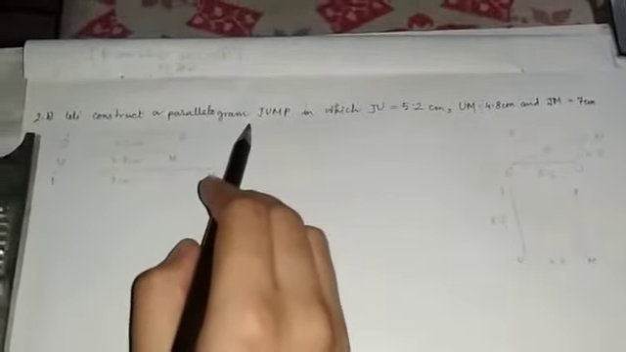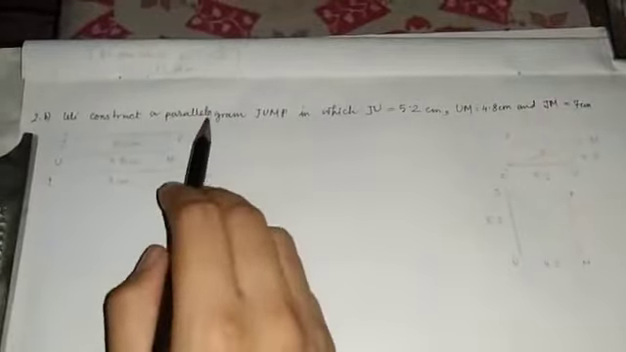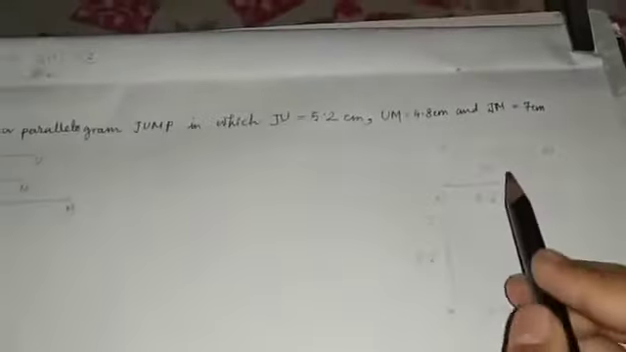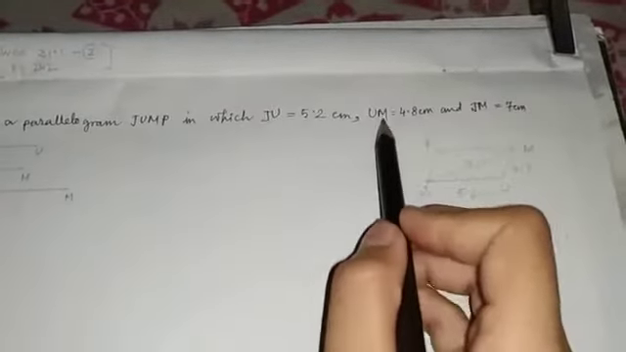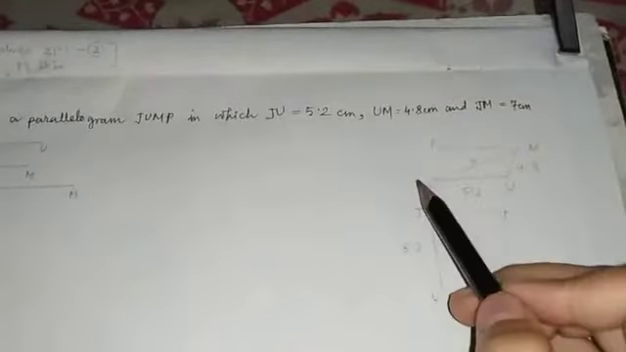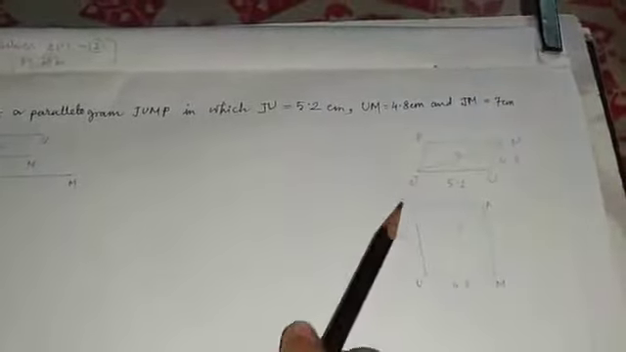You know all the properties of parallelogram. In a parallelogram, what happens? All the opposite sides are always equal and parallel also. So, when JU and UM are given, you can write it in the order JUMP. I have written it, and you can write it in this order also.